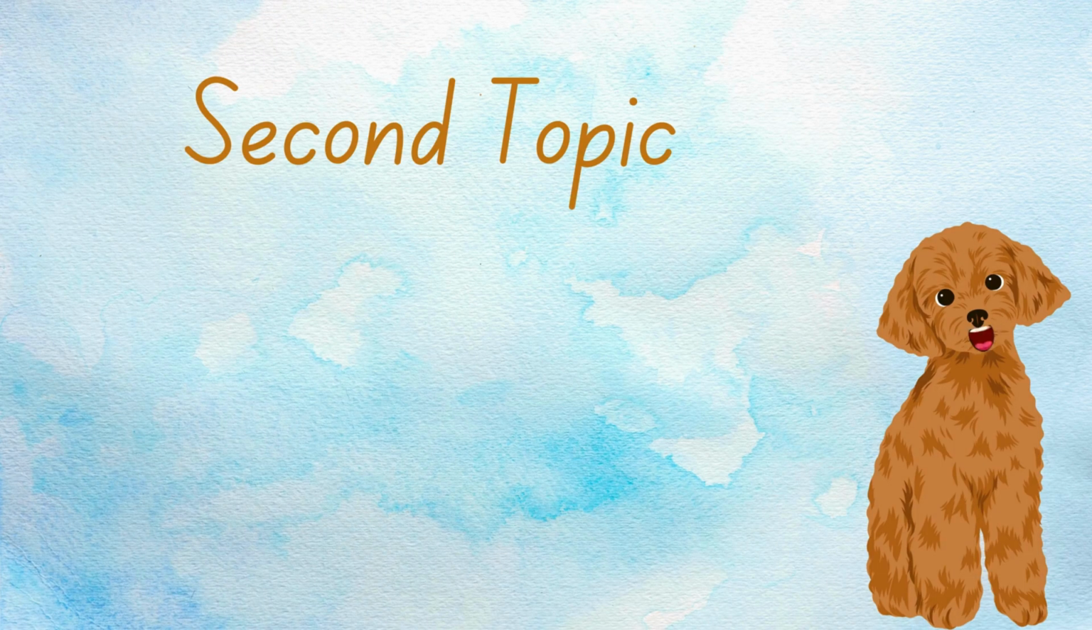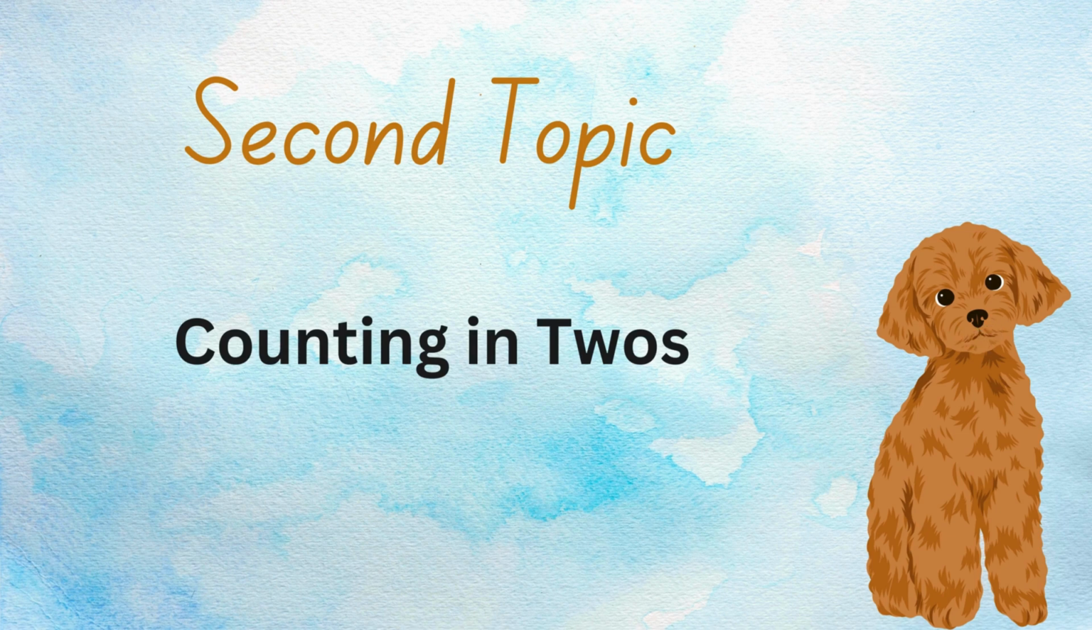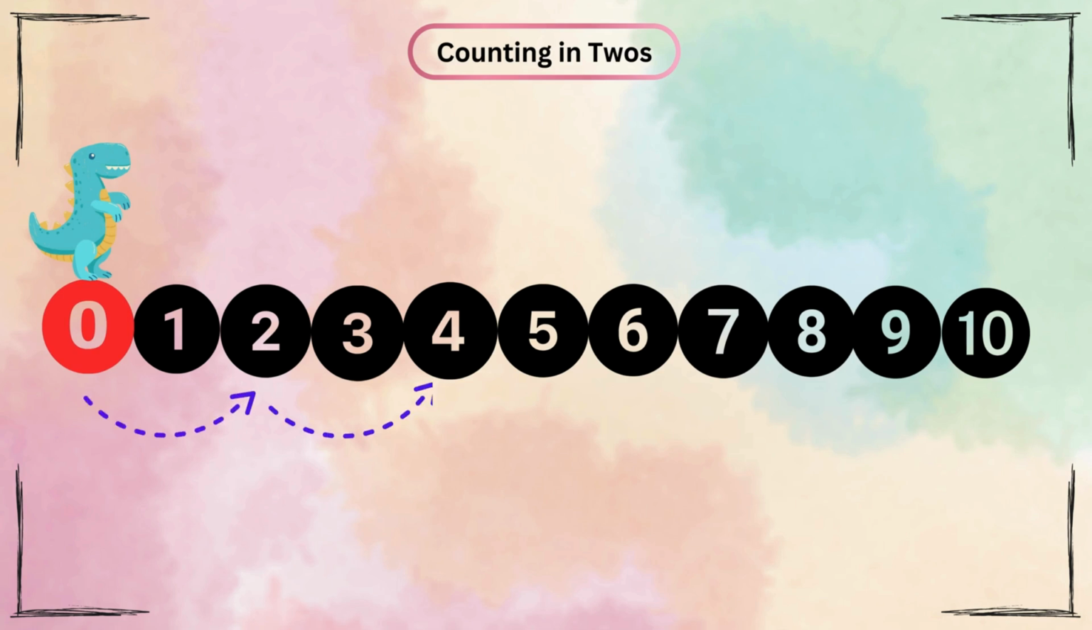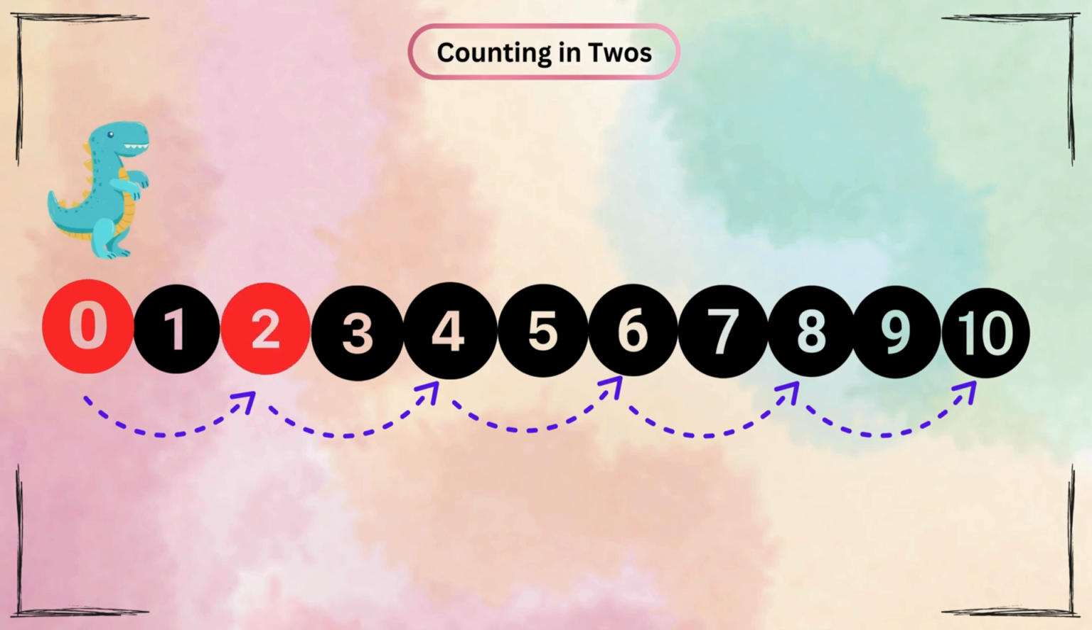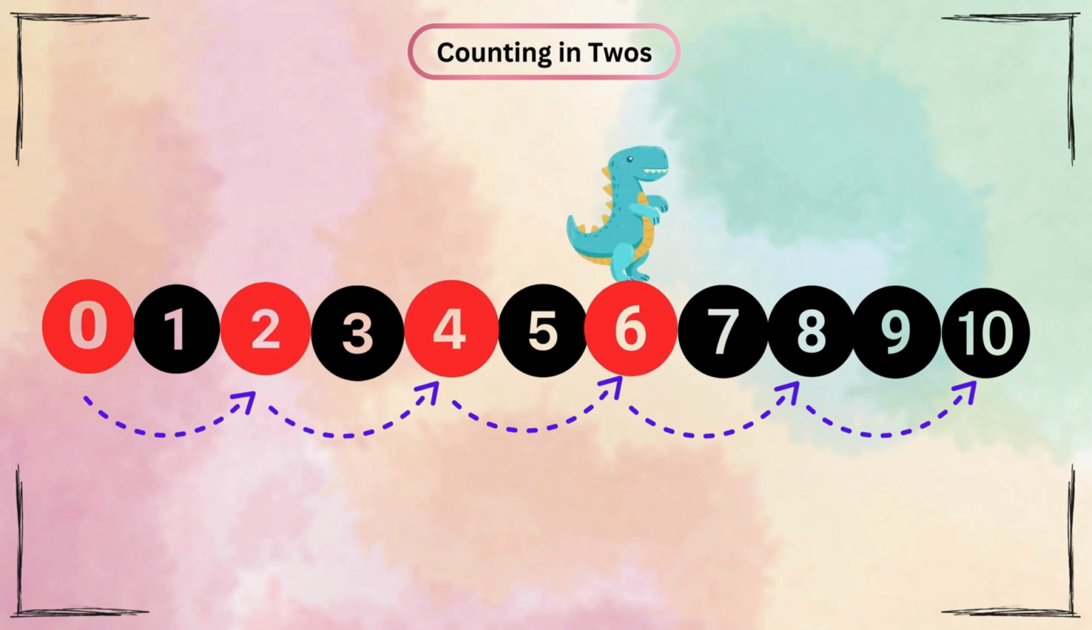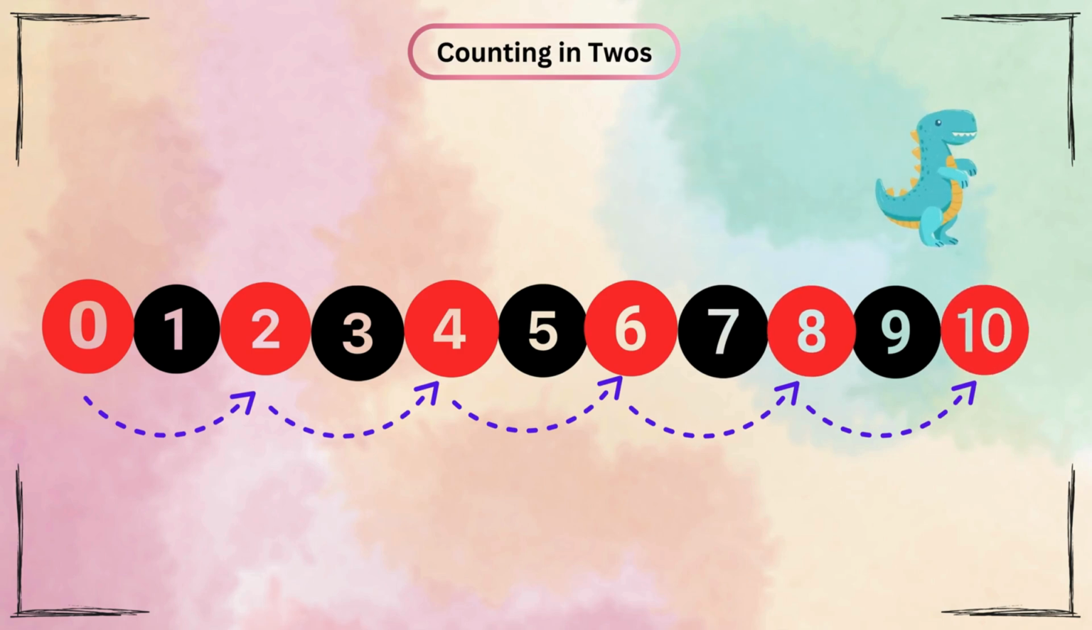Next topic is counting in twos. Let's start. Counting in twos means adding 2 to each number as you count. It skips every other number. Starting from the number 0, we will make 2 jumps to reach from one number to another. 0, 2, 4, 6, 8, 10.